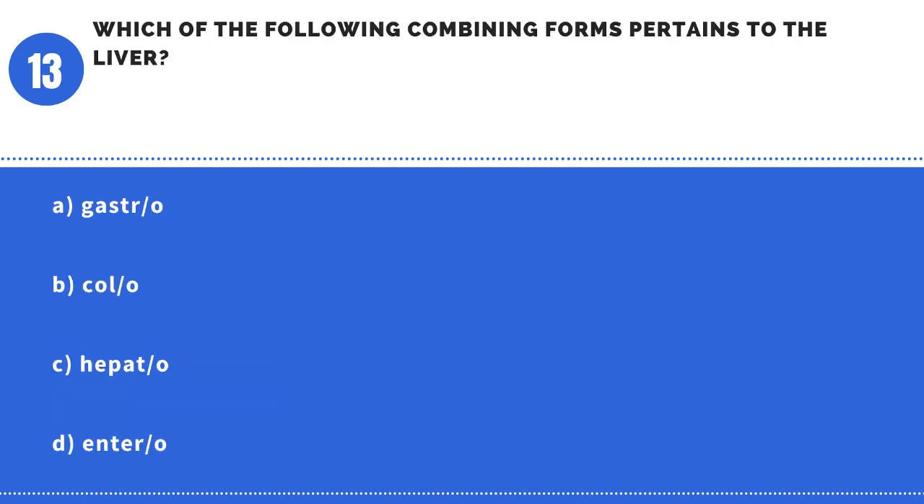Question 13. Which of the following combining forms pertains to the liver? A. Gastr/O. B. Col/O. C. Hepat/O. D. Enter/O.